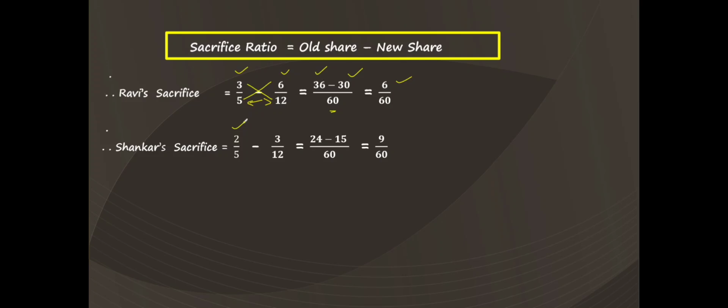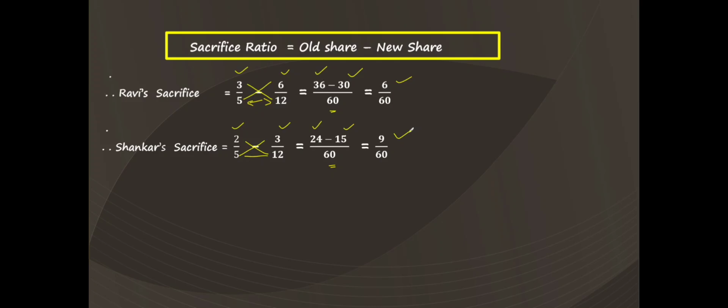Next, partner Shankar's sacrifice will be old share 2/5 minus the new share 3 by 12, which will be equal to, again applying the same method, multiply the denominators, 5 12s are 60, then cross multiply the numerator and the denominator. 2 12s are 24 minus 5 3s are 15, which is equal to 24 minus 15, which will be 9 by 60. So this is the sacrifice of Shankar.